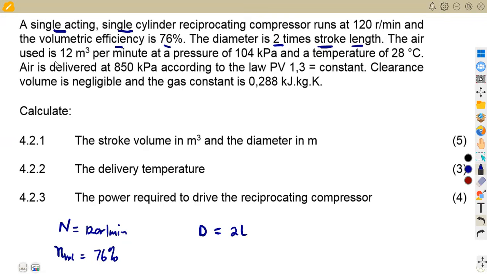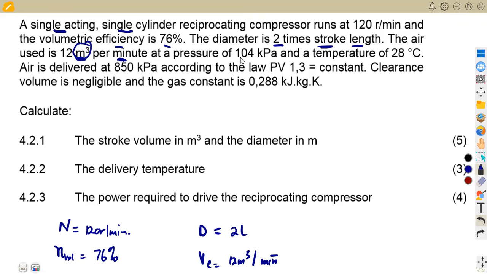Then the air used is 12 cubic meters per minute. This is volume, cubic meters, the unit of volume. So we are told that the air being taken, if you're given volume per minute or volume per second, is your effective volume in this case. So we are given the effective volume of 12 cubic meters per minute, which is going to work together with the speed in revs per minute.